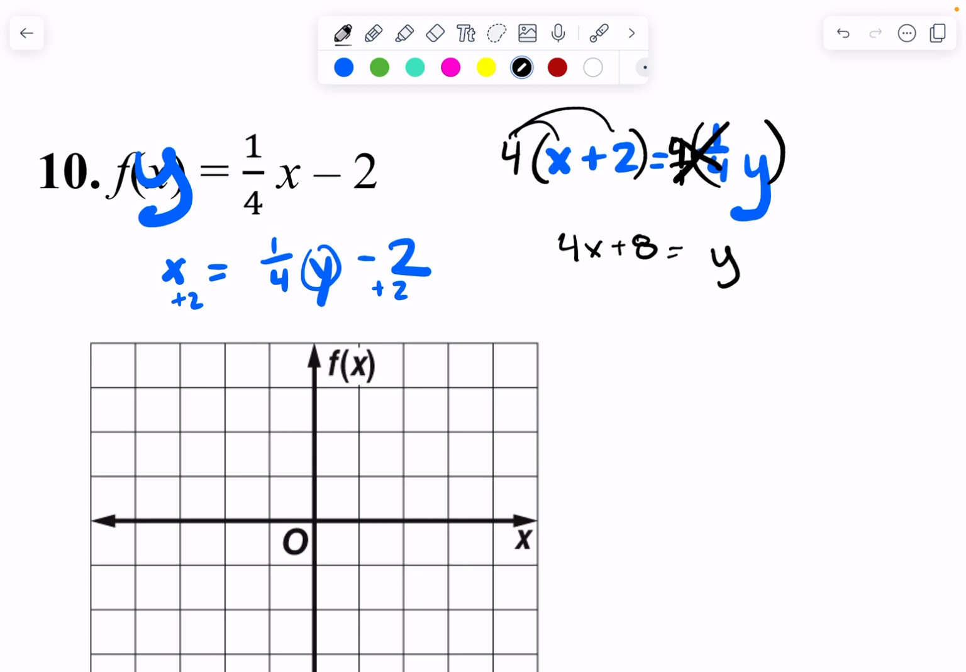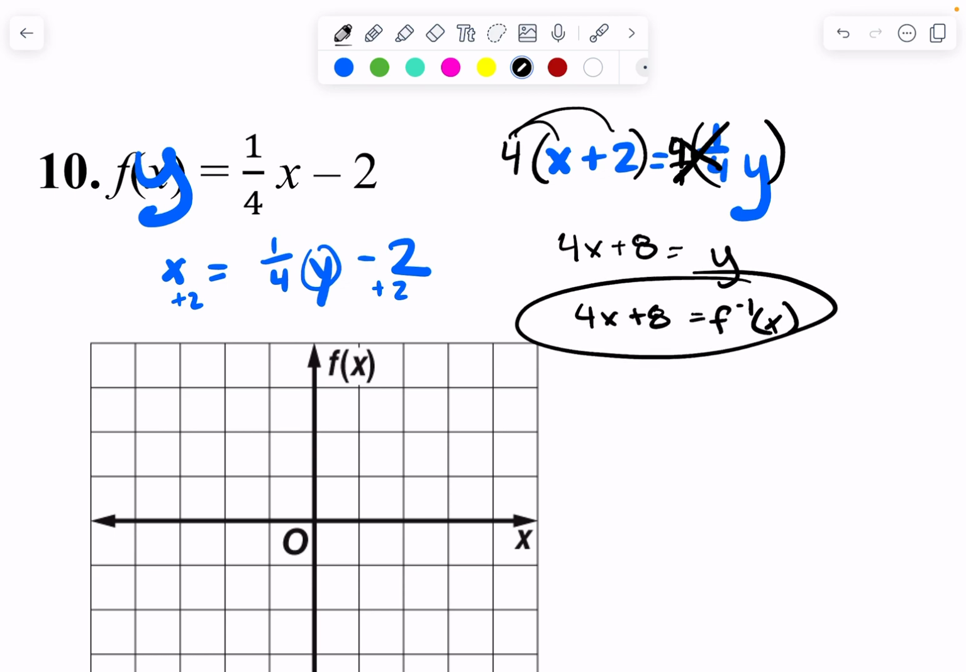Ooh, this is my inverse. So I've got f inverse of x equals 4x plus 8. I could have written that backwards, but that's okay. So there's my inverse. My original was that one.